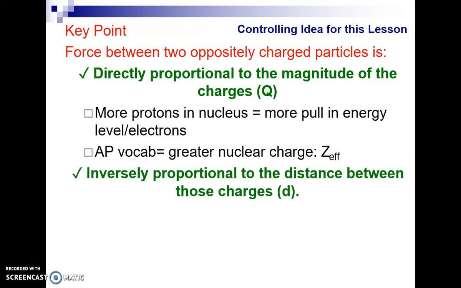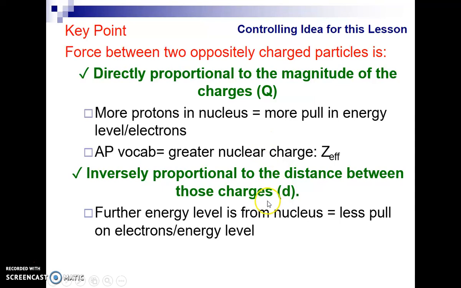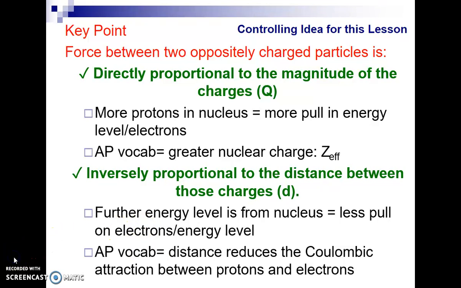Okay. Coulomb's law also states that the force between two oppositely charged particles is inversely proportional to the distance between those charges. So basically what that means is that the further the energy level is from the nucleus, the less pull or the less force they're experiencing from the protons pulling on the electrons. Because the electrons are now further away, they're experiencing less pull from those protons because that energy level is further away.